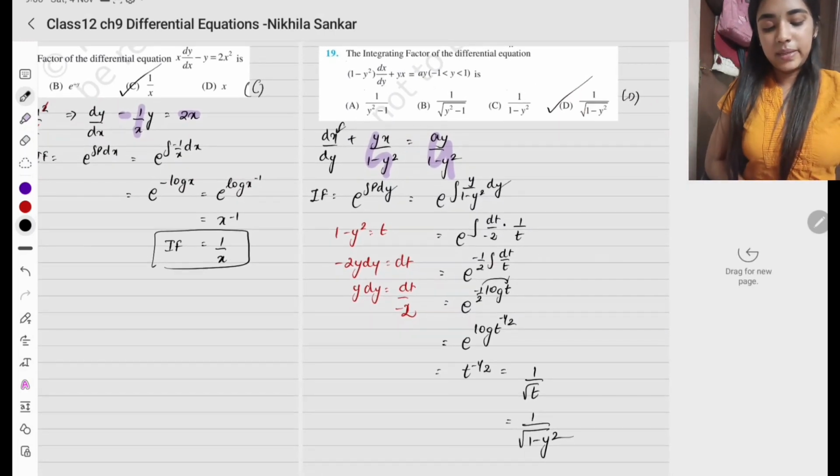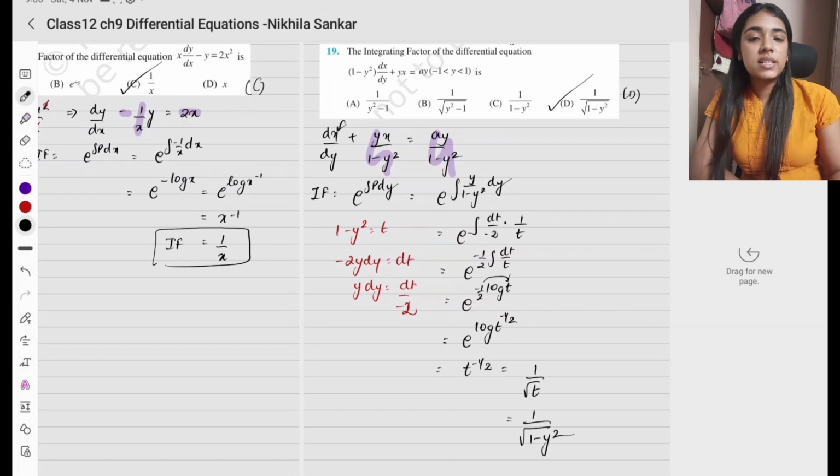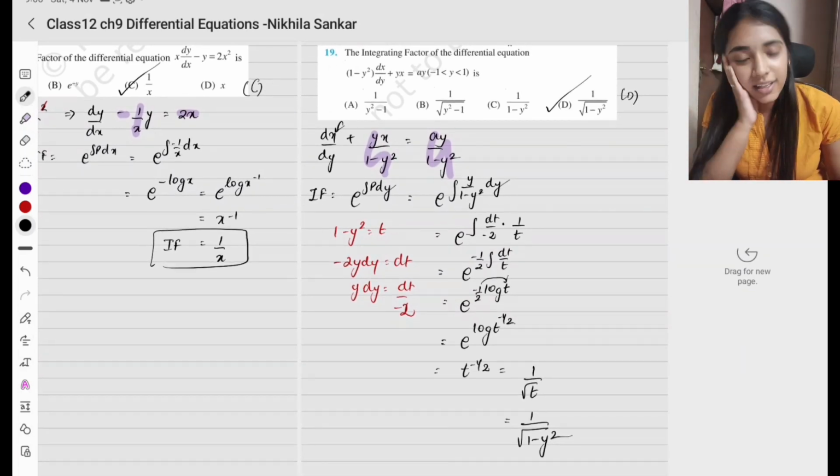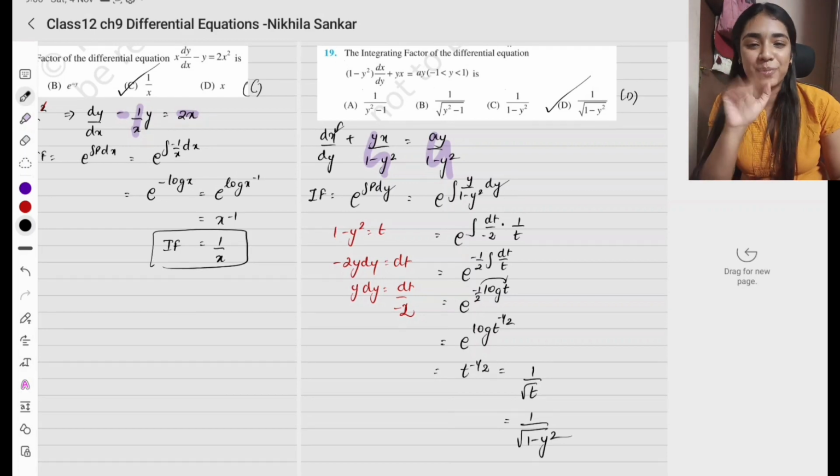Okay, please copy. So with this we are done with the chapter differential equations. Hope you have a better idea of the chapter. வேற ஏதாவது doubt இருக்குன்னா please let me know. Okay, thank you so much. Bye.